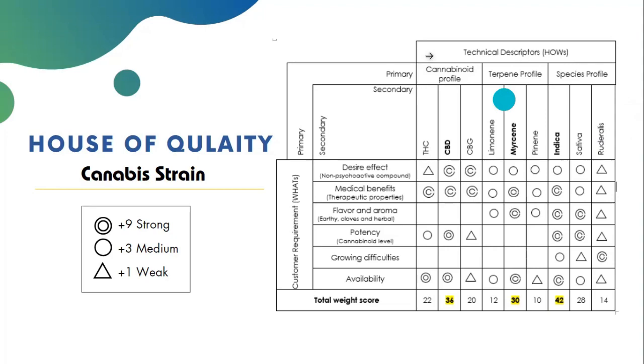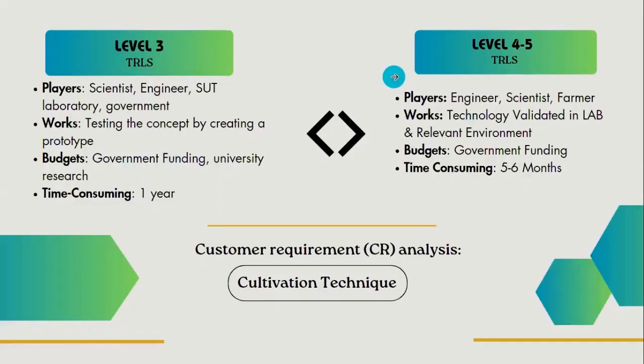Next is the analysis of the other levels using the house of quality. For levels 3, 4, and 5, we try to combine these 3 levels together. First, for level 3, the players are scientists, engineers, the SUT lab, and the government. For our work, we will be testing the concept by creating the third level of the prototype, with the budget from the government and the university, within the time of 1 year.